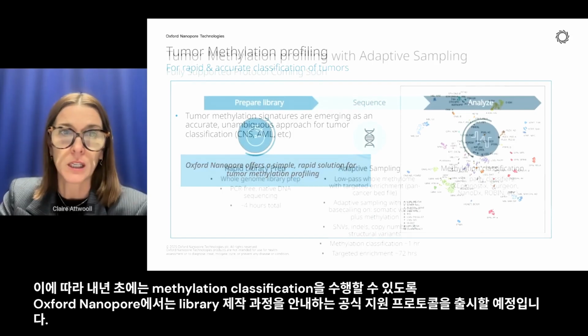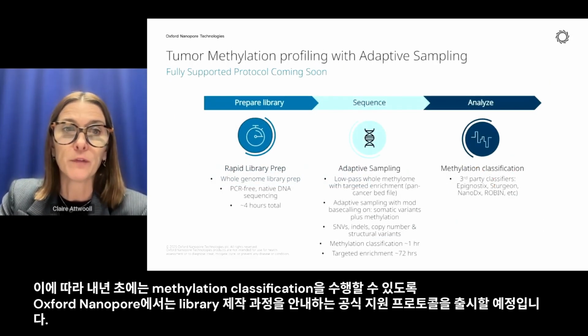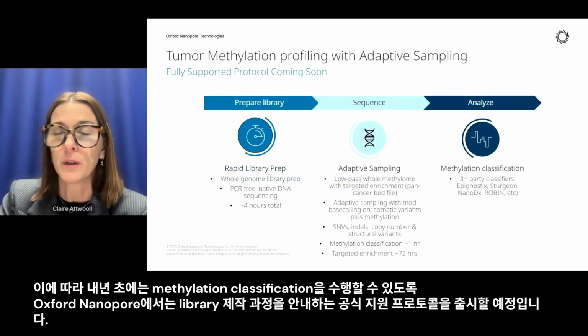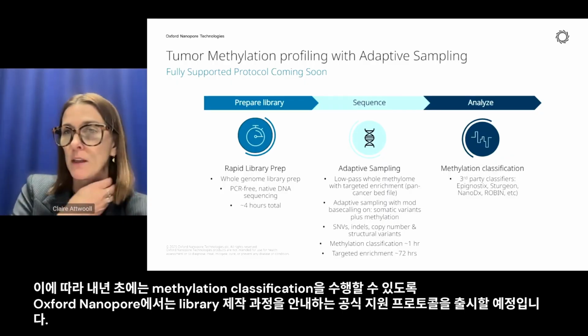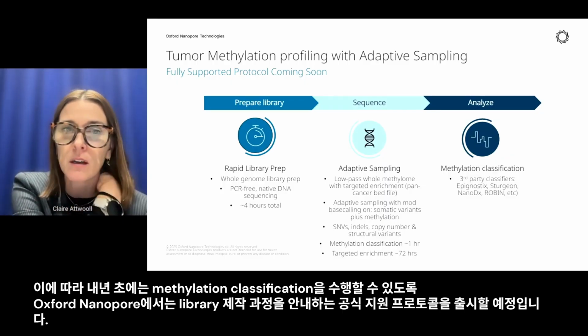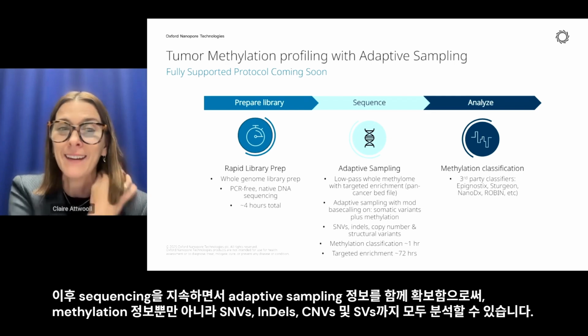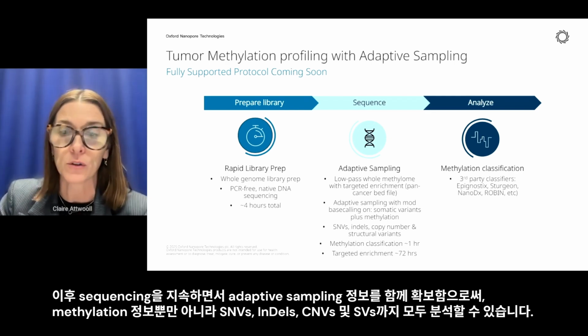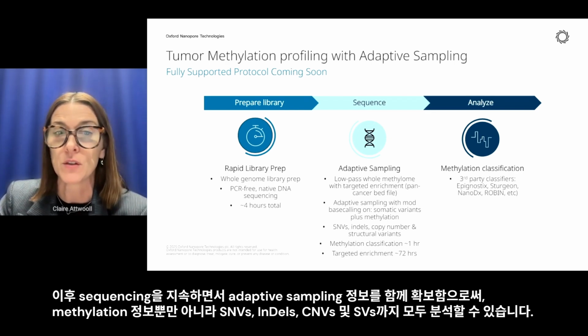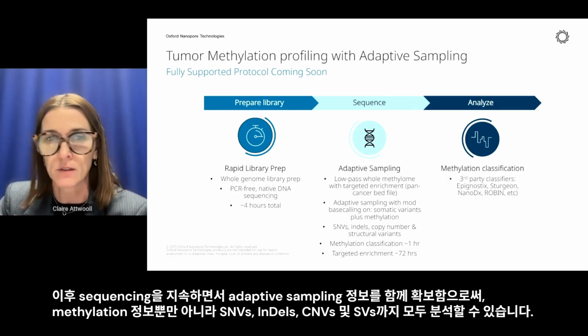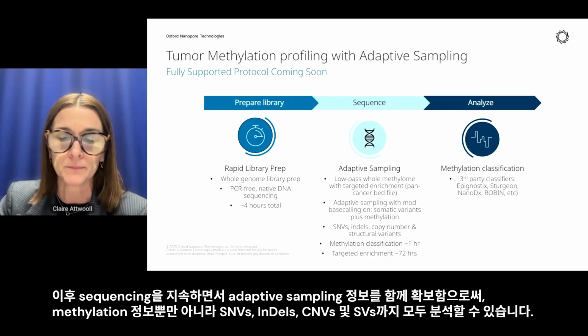So we will be launching early next year a fully supported protocol to help guide on how to make your library to get that methylation classification, and then keep sequencing and get your adaptive sampling information. So you can get not only methylation, but all of your SNVs, indels, copy numbers, and structural variants as well.